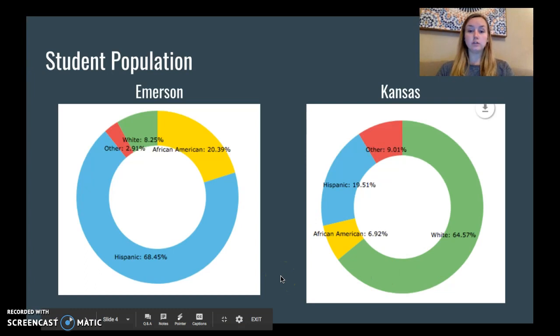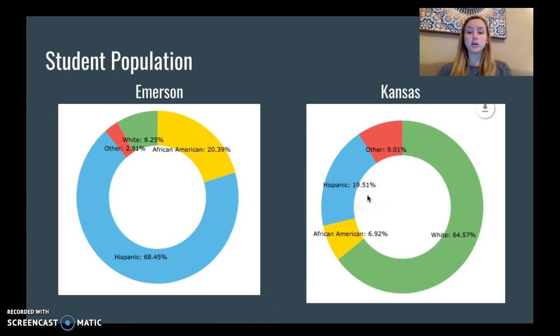Likewise, racially, we also differ quite a bit from the state averages. Our students are around 68% Hispanic, whereas the state of Kansas is only around 20% Hispanic. We are more Hispanic as a school, as well as more African American, but we are less white than the state of Kansas as a whole, with only 8.5%, or 8.25, excuse me, of our students being white. We also have fewer students who fall in the other racial demographic than the state of Kansas as a whole. Other would include anyone from any Asian backgrounds, Native Americans, Pacific Islanders, Alaskan Natives. I believe anybody from any of those backgrounds would fall into other, and we do not have as many of such students as the state of Kansas does.